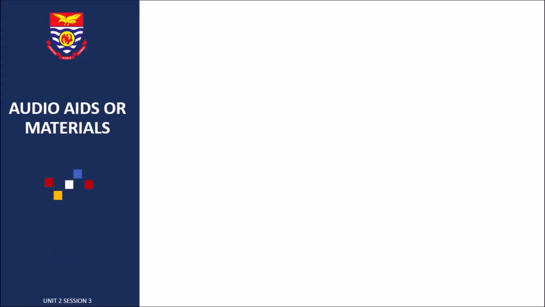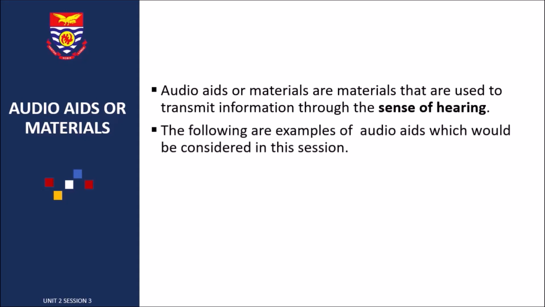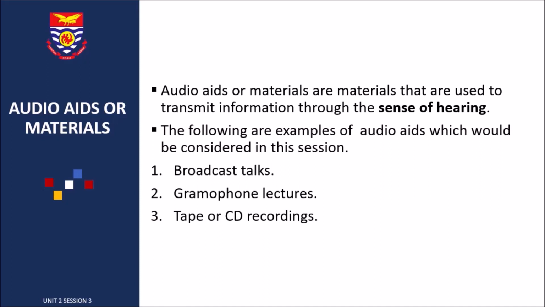Audio aids or materials. We learned that teaching resources help teachers to deliver lessons easily, and examples included visual materials, audio materials, computer-based materials, and audiovisual materials. Now, audio aids or materials are another class of resources for teaching. They are materials that are used to transmit information through the sense of hearing. Some examples that will be considered in this session are broadcast talks, gramophone lectures, and tape or CD recordings.